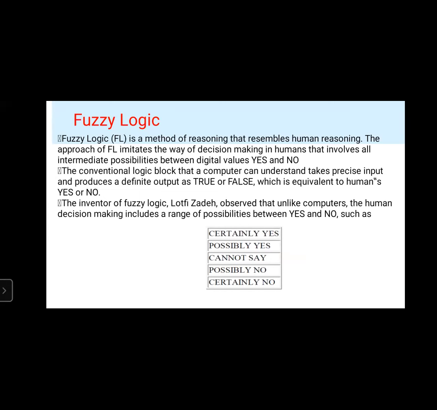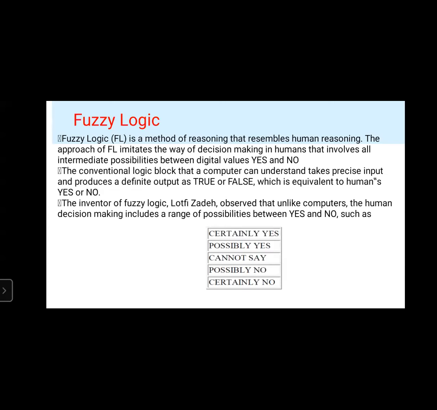Fuzzy logic also does like this. It's a method of reasoning. That means it will tell why this particular thing has happened. So it resembles the human reasoning method, right? So fuzzy logic is a method of reasoning that is the same as human reasoning. The approach of fuzzy logic imitates the way of decision making in humans that involves all intermediate possibilities between digital values yes and no.